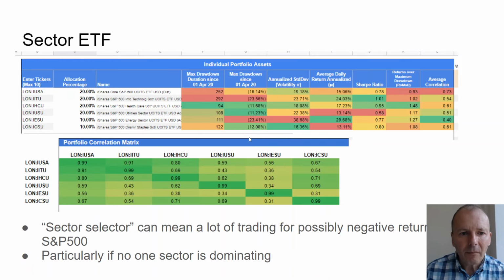So next up, we're looking at sectors, and we're not looking at all of the sectors in the S&P 500. There's 11 in total, because that could mean too much chopping and changing between different sectors. And what we're seeing here is, I really like the healthcare sector: great returns over maximum drawdown, pretty good Sharpe ratio, because the drawdown is pretty shallow.